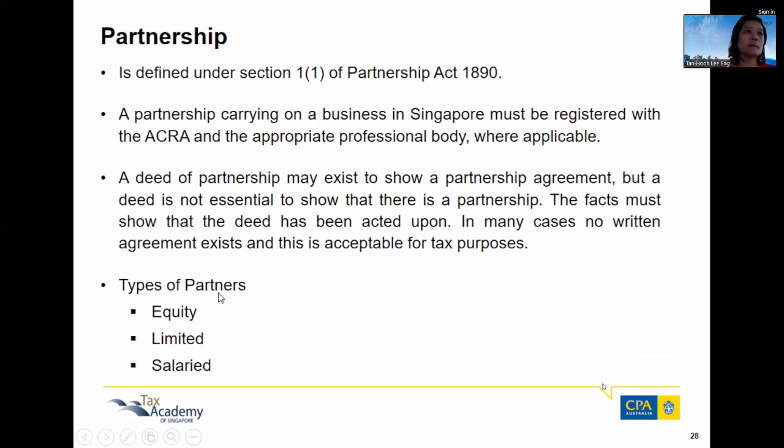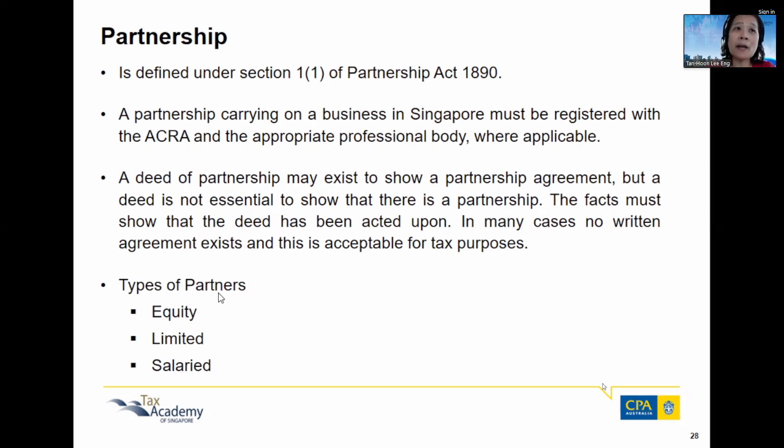When we talk about partnership is when two or more people come together and then they agree to share on the profits and the loss. Okay, so what sort of partners are they? They can be limited partner, they can be equity partner, they can be salary partner. Equity partners are usually those who contributed a fixed amount of capital and have a share of the partnership profit and loss. And usually they should be unlimited liability to the partnership debts.